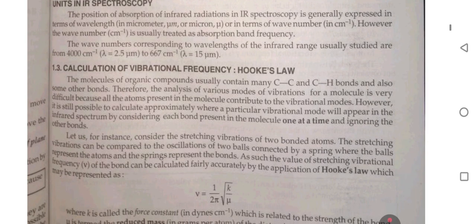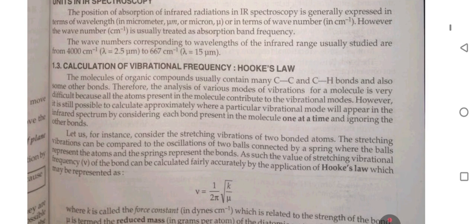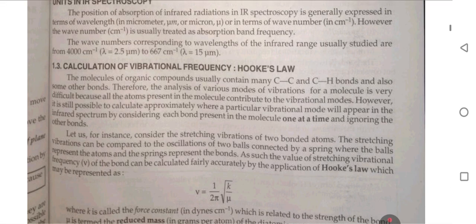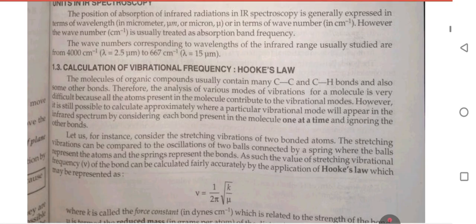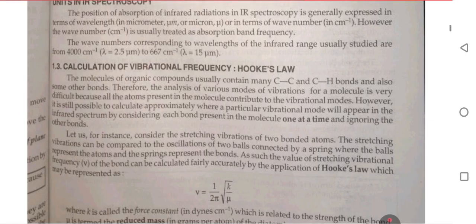Calculation of vibrational frequency: Hooke's law. The molecule of an organic compound usually contains many carbon-carbon and carbon-hydrogen bonds and also some other bonds. Therefore, the analysis of the various bond vibrations for a molecule is very difficult because all the atoms present in the molecule contribute to the vibrational mode. However, it is still possible to calculate approximately where a particular vibration mode will appear in the infrared spectrum by considering each bond present in the molecule one at a time and ignoring the other bonds.